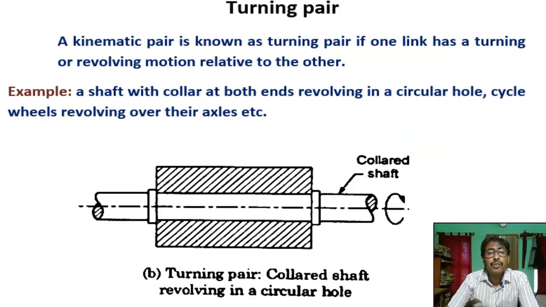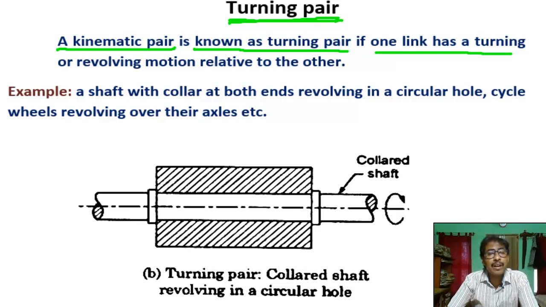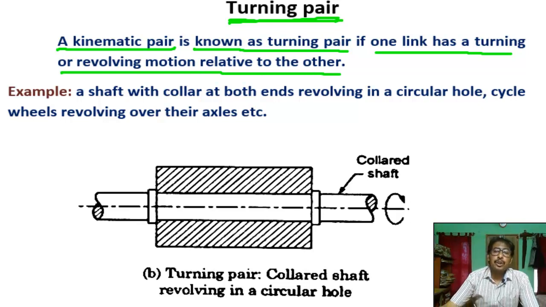Now, turning pair. What is turning pair? A kinematic pair is known as turning pair if one link has a turning or revolving motion relative to the other.